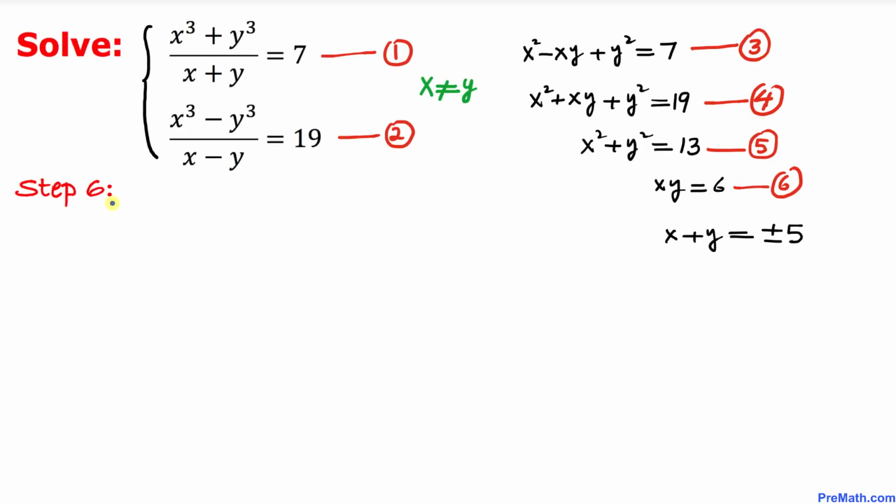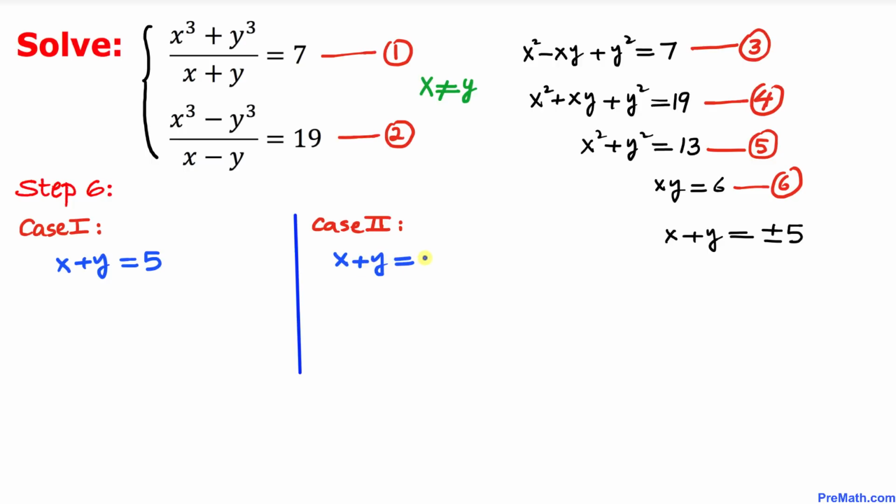And here's our final step. Let's focus on this now. In our previous step, x plus y equals positive or negative 5. So in our case 1, I am going to pick x plus y equals positive 5. In our case 2, I am going to pick x plus y equals negative 5. Now let's focus on this case 1. We have x plus y equal to 5.